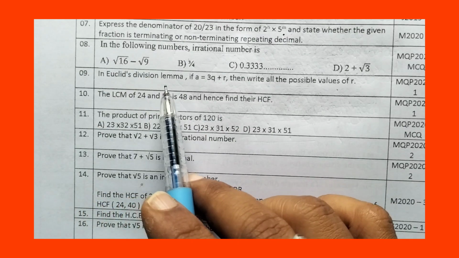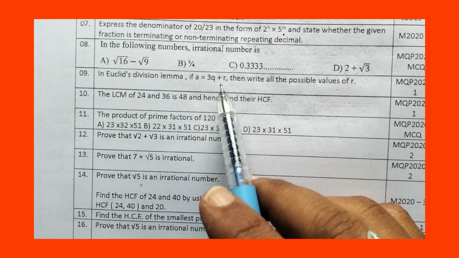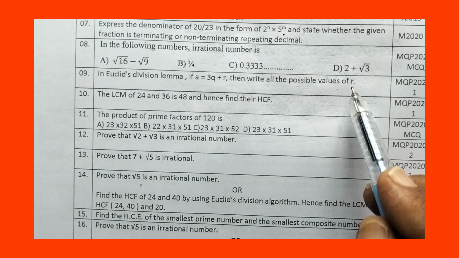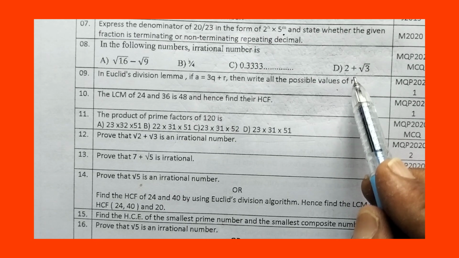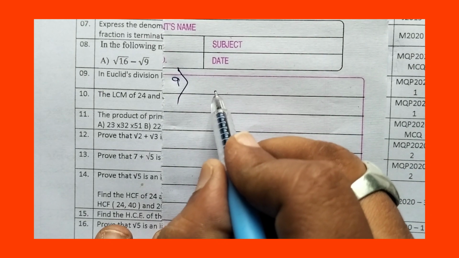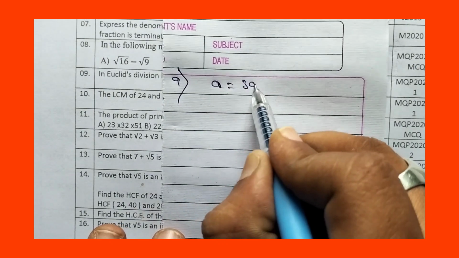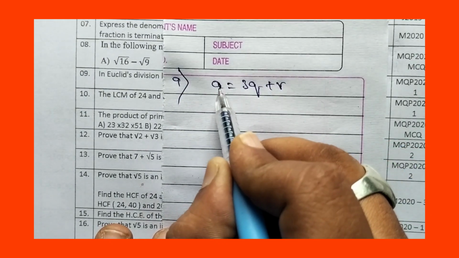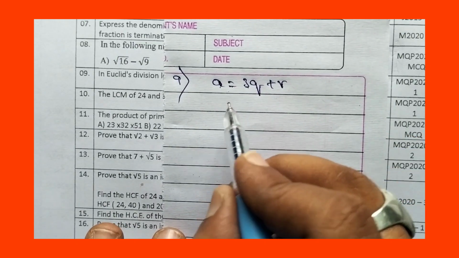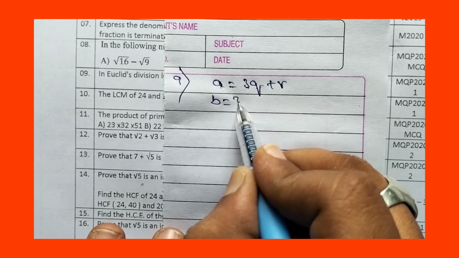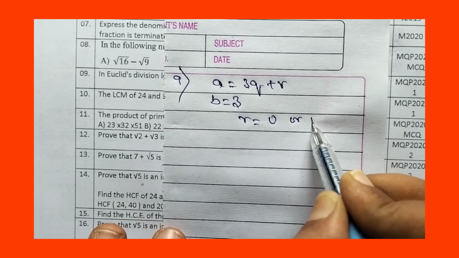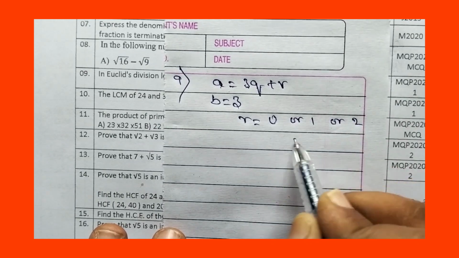In Euclid's division lemma, if a is equal to 3q plus r, then write all the possible values of r. That is, you have to write all the possible values of the remainder. Here, in a is equal to 3q plus r, dividend is equal to divisor into quotient plus remainder. So since the divisor is 3, the remainder may be 0, or the remainder may be 1, or the remainder may be 2.